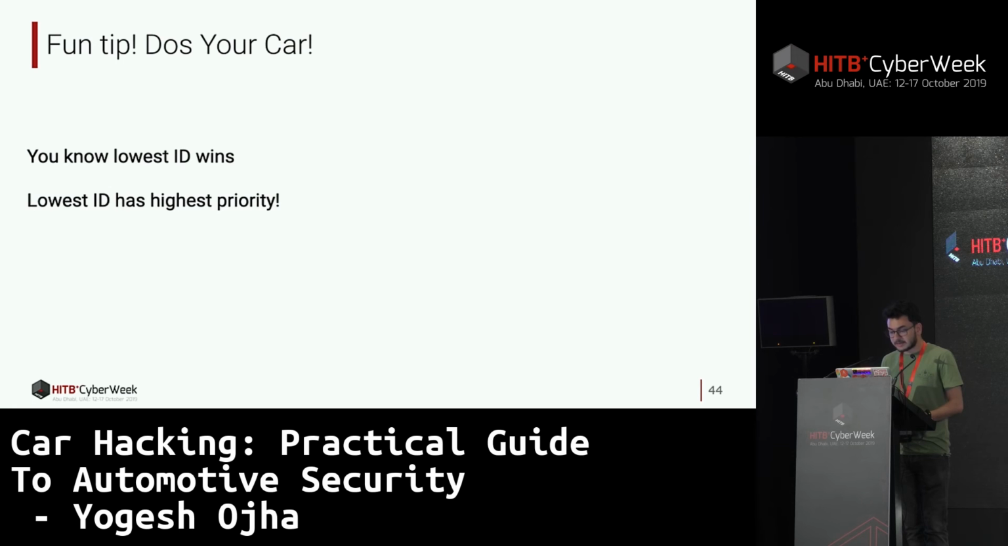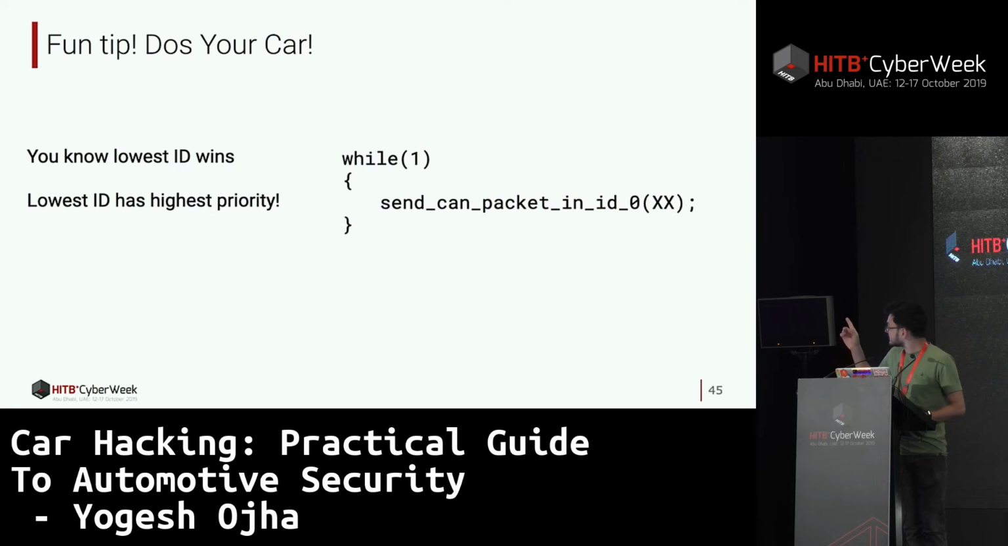So what exactly is going to happen is, if you see this packet, while true, sending the packet to ID 0, that's going to DoS your car. ID 0 is probably for critical things like ABS, braking systems and all this, so 0 is always going to have the highest priority. If you send a continuous packet to the 0 ID, it's going to DoS your car. This is the fun tip.